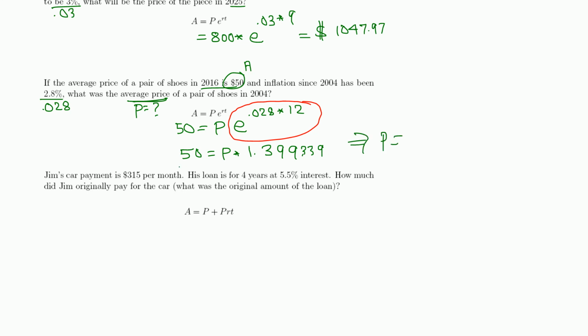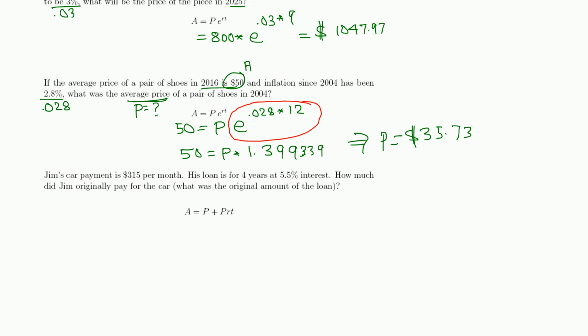Then how do you isolate P? Now divide both sides by this decimal number. Divide both sides, so divide 50 by 1.399339. Then that gives you 35.73. So that was the price in 2004.